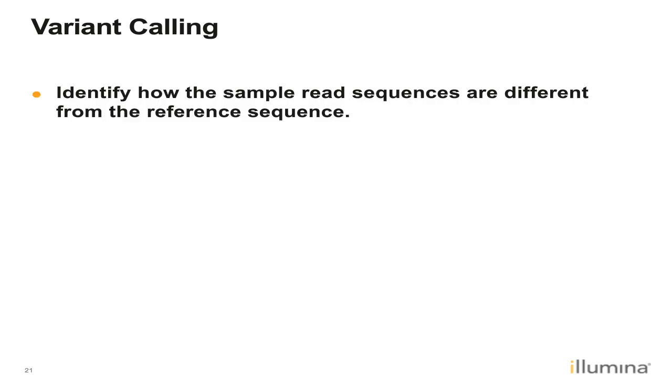Okay, so we now have a good understanding of alignment and what aligners need to do and what needs to happen during alignment. So let's talk about variant calling. As you probably already have an idea, this is to help us identify how the sample read sequences are different from the reference sequence. So you get two different output file types. You get a VCF, which stands for variant calling file, and a GVCF, which is a genome variant calling file.